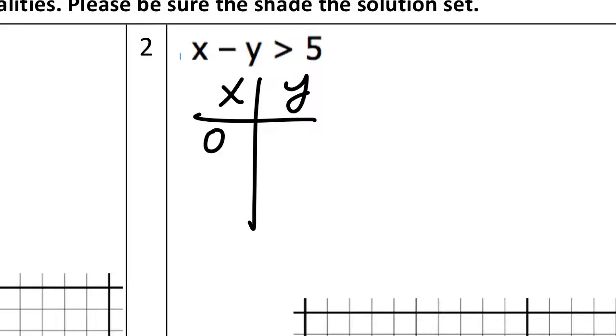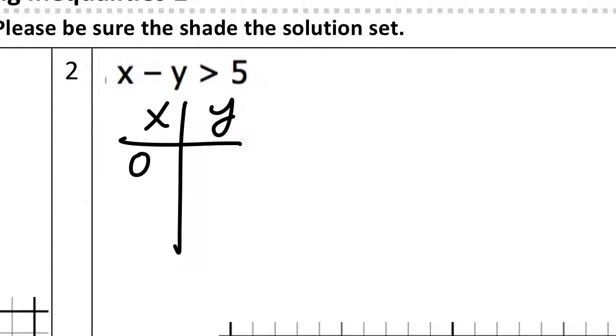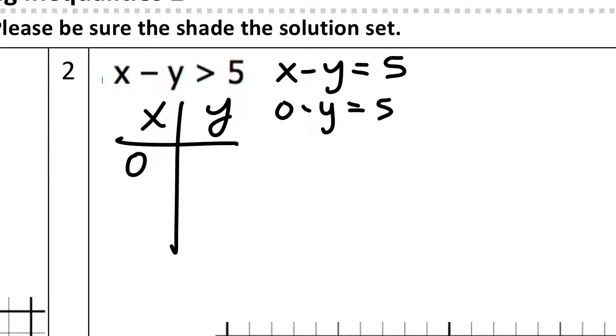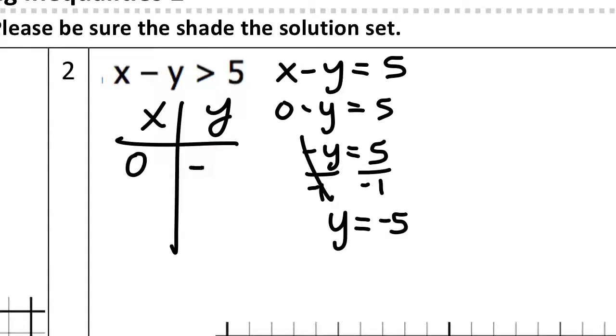I can plug in 0 for x and figure out what y would equal. As I said, when we're graphing an inequality, it's helpful to pretend that this is actually an equation. So I could write x minus y equals 5, if it's simpler for me to understand. I'm plugging in 0 for x, so 0 minus y equals 5, which gives me negative y equals 5. Now there's 2 ways to handle this. You can think about it and do some mental math, or you can divide both sides by negative 1. There's no shame in that. I get y equals negative 5. So there's one of the points that's going to help me graph this inequality.